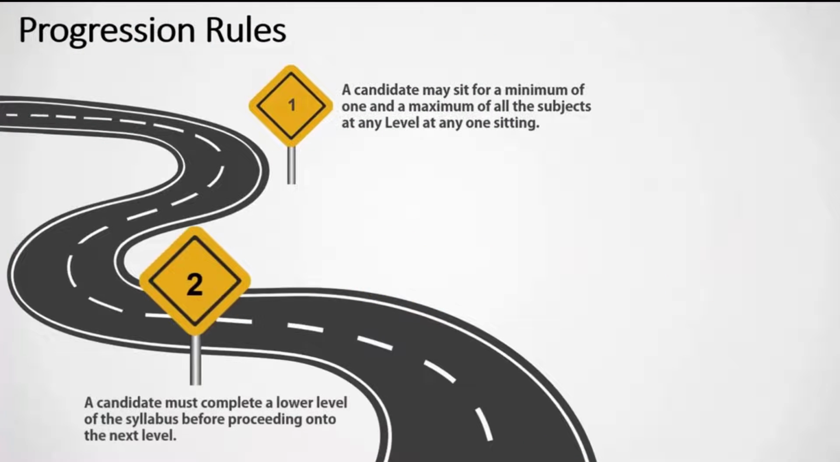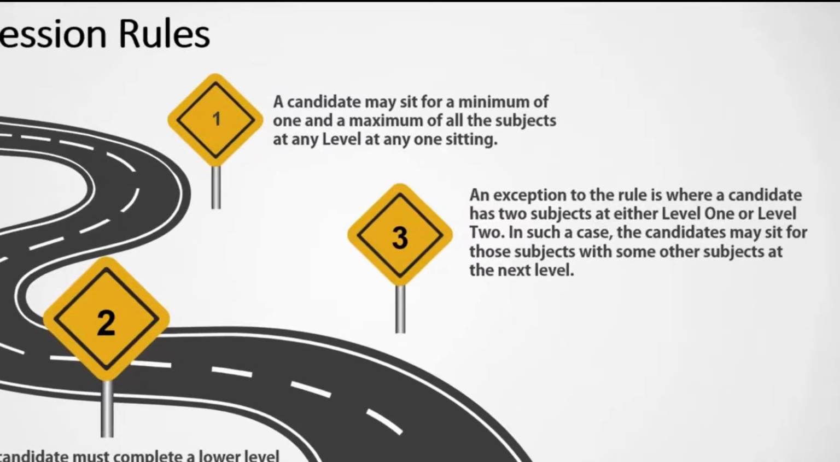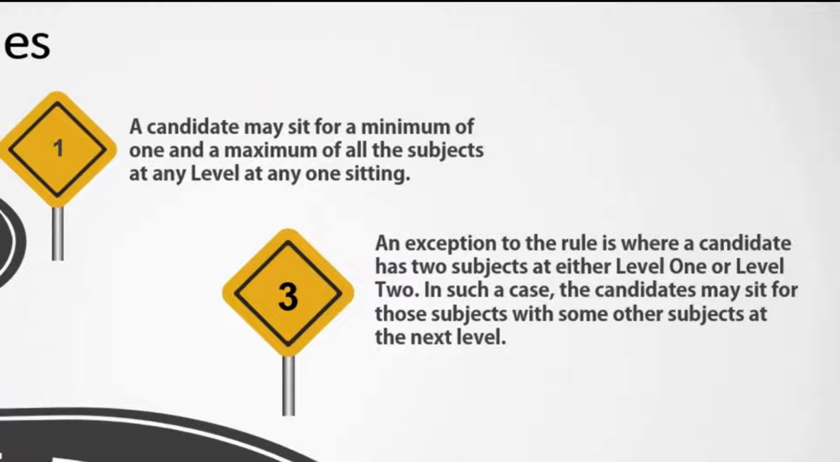Number two is that a candidate must complete a lower level of the syllabus before proceeding on to the next level. That's very, very important. You must complete level one before you go to level two. Now, the exception to this rule is that where a candidate has two subjects, either at level one or level two, in such a case, a candidate may sit for those subjects with some other subjects at the next level.